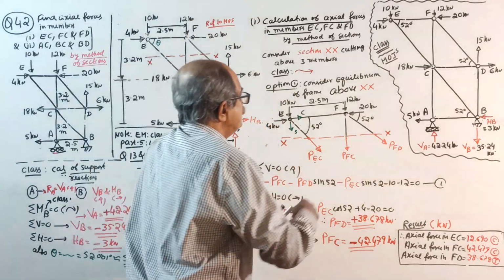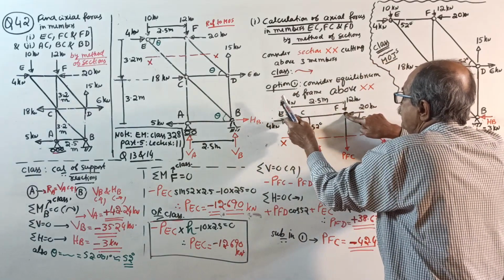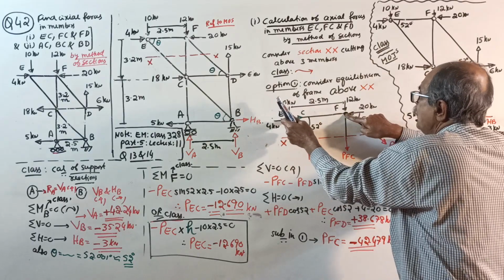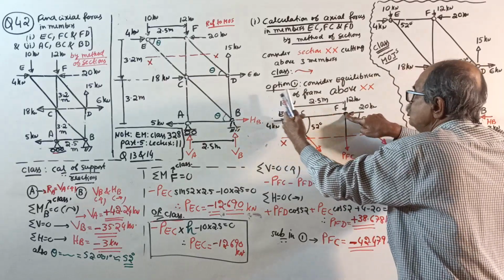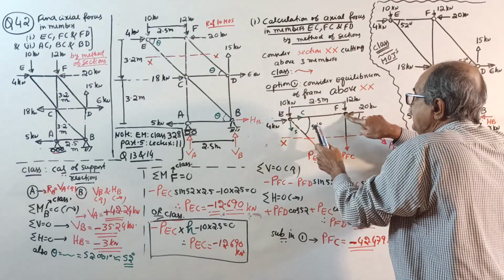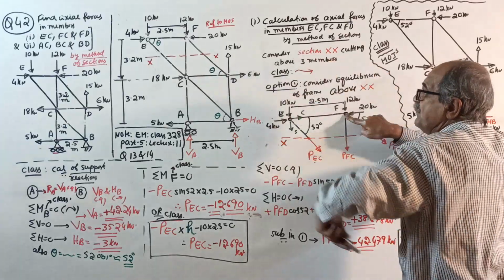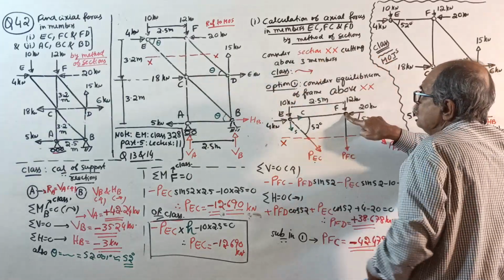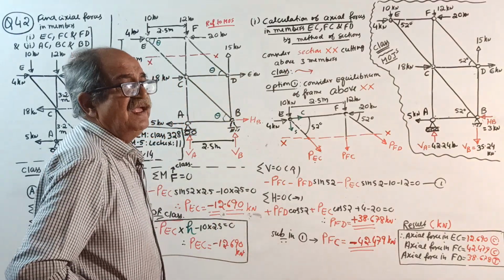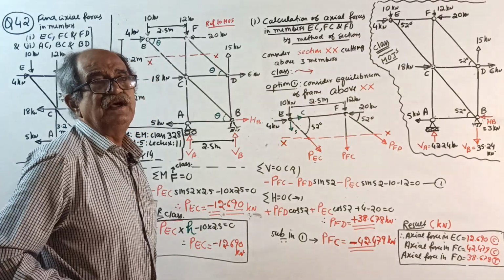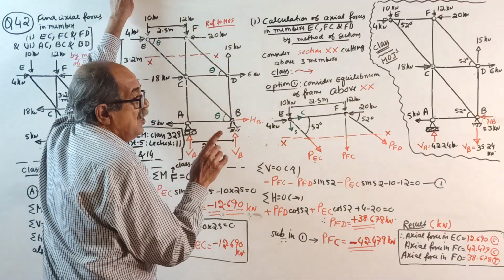Okay, now take moment here. PEC into cos 52 once again will pass through this point, so 0. No moment. That horizontal component has no moment, but PEC sine 52 acts this way into 2.5, anti-clockwise. Again minus 10 into 2.5 equals 0. You will get the value of PEC. I wrote the answer. This you have to do. High school mathematics.